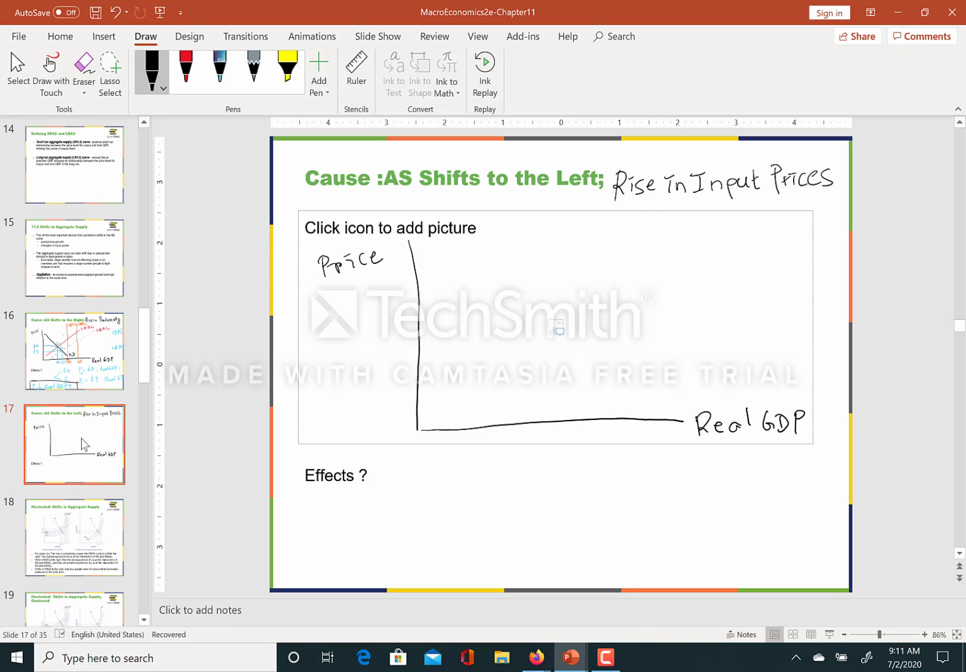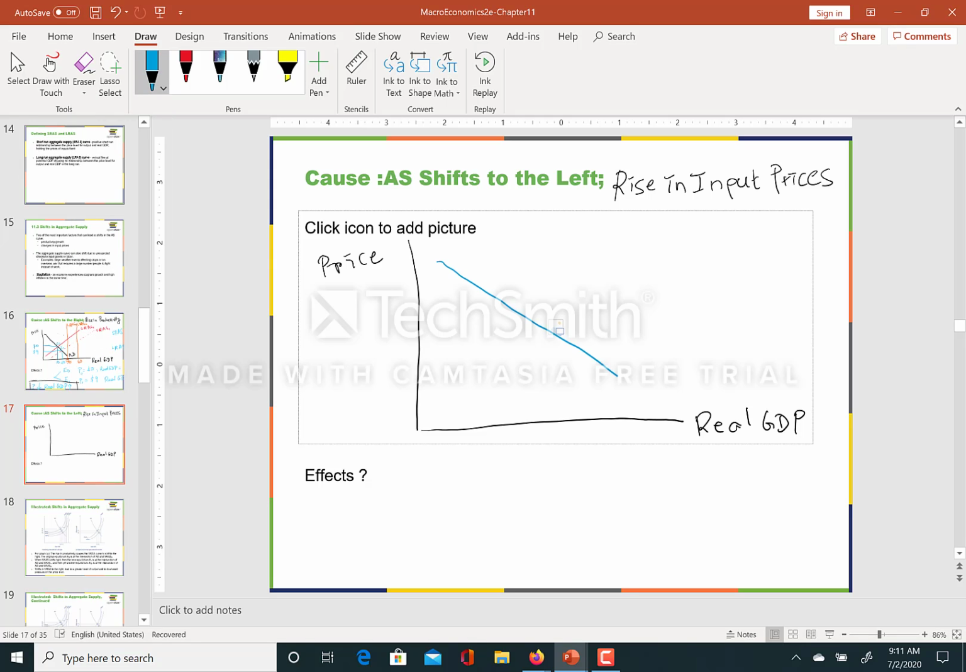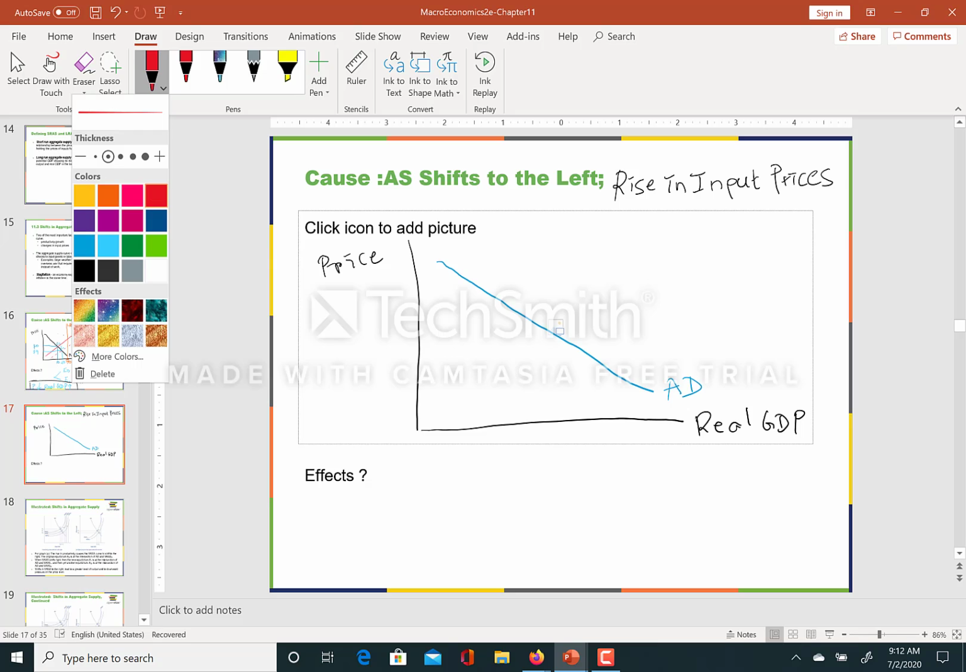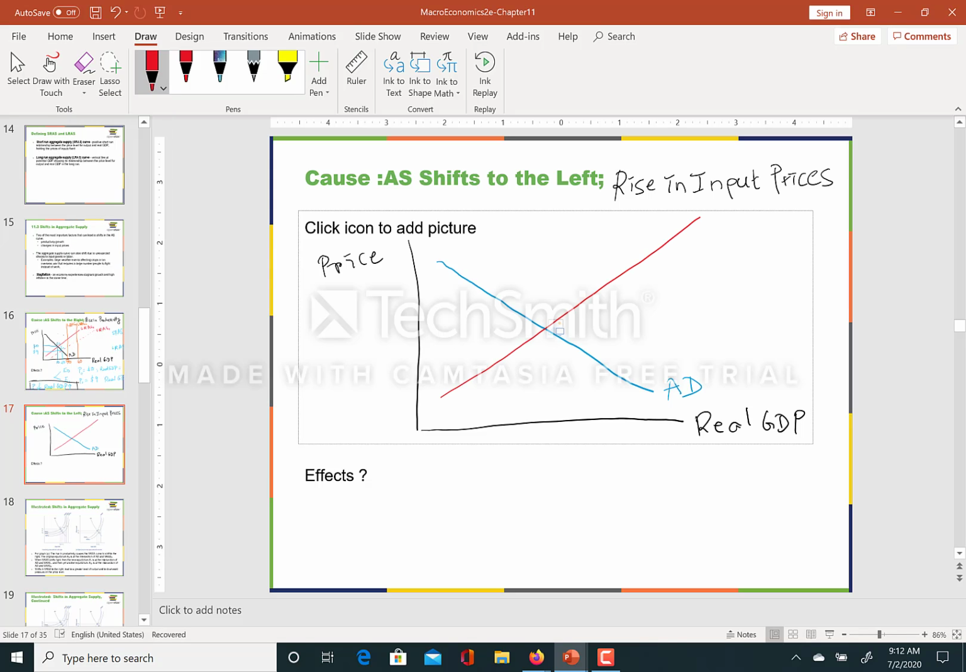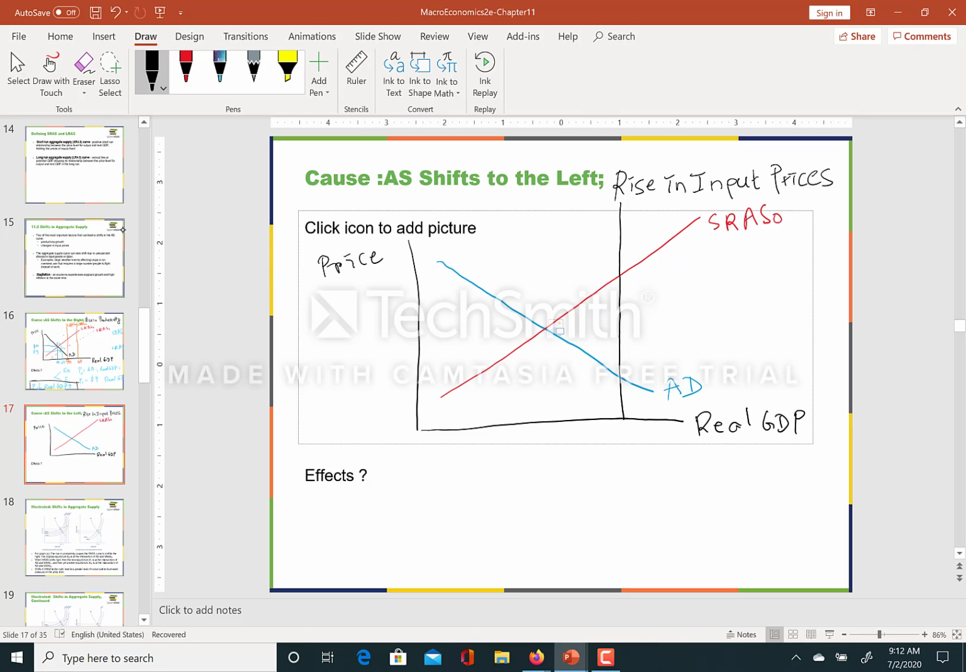Now I'm going to go ahead and look at a rise in input prices and what happens to the short run and long run aggregate supply curve. This is my aggregate demand curve, and the aggregate demand curve is not gonna shift here because a rise in input prices has something to do with the supply side of the economy, right? I have everything together. I have the aggregate demand curve, short run aggregate supply curve, the long run aggregate supply curve.